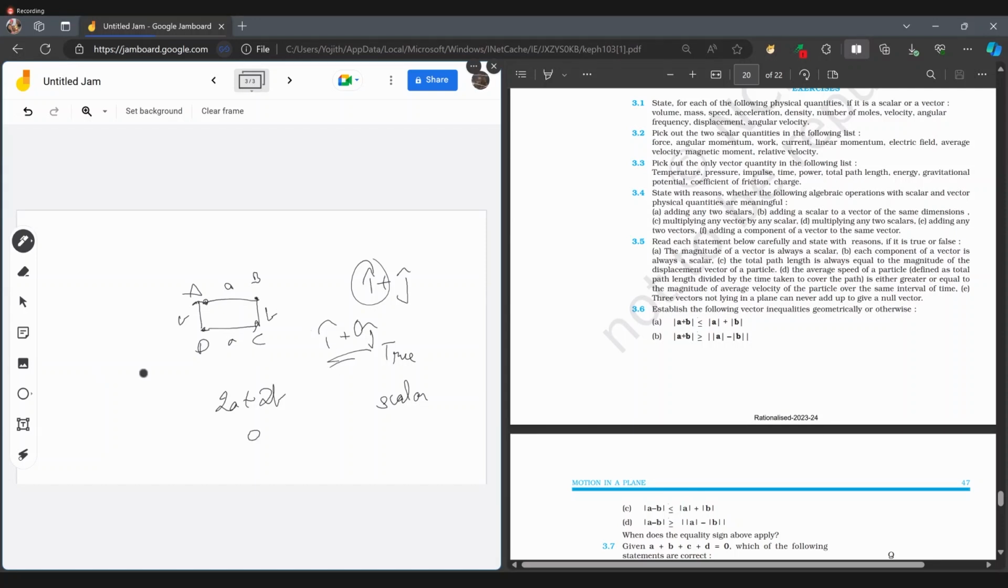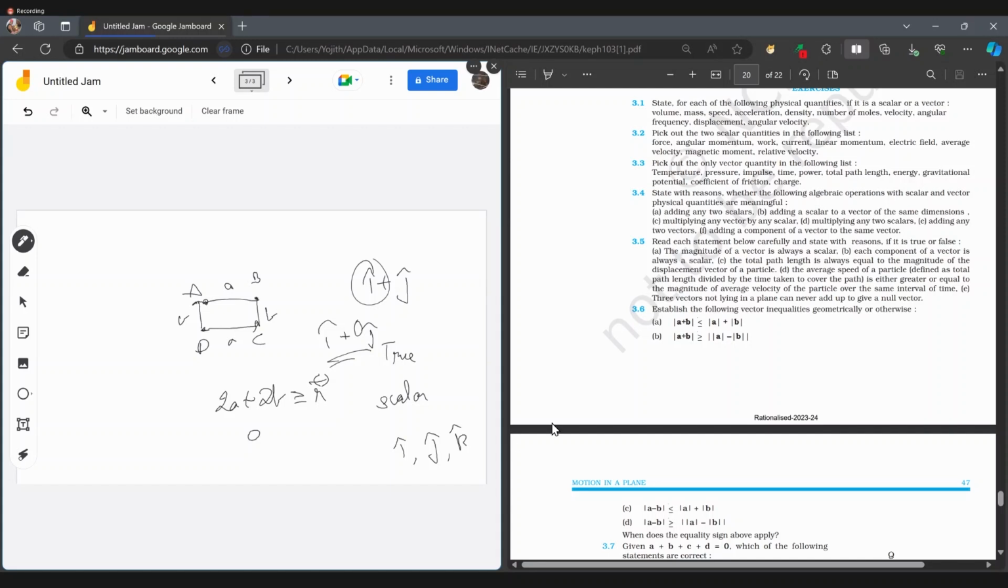Next, we have three vectors not lying in a plane can never add up to give a null vector. Okay, this is also true. Say నేనేమో ఒక i cap ఇచ్చాను. Okay, j cap అనే ఒక వెక్టర్ ఇచ్చాను, k cap అనే ఒక వెక్టర్ ఇచ్చాను. These are three different vectors. If I ask you to add them in such a way, okay, in any way, such that you get a zero vector, a null vector, you cannot do that.